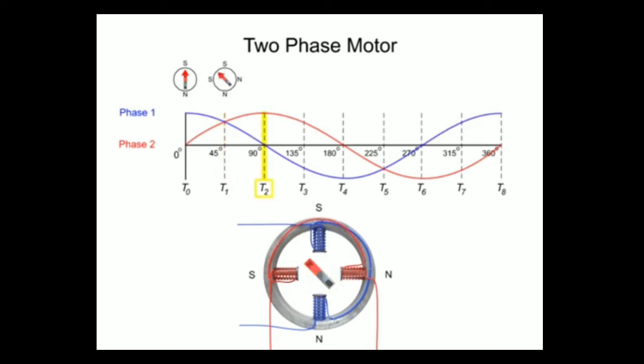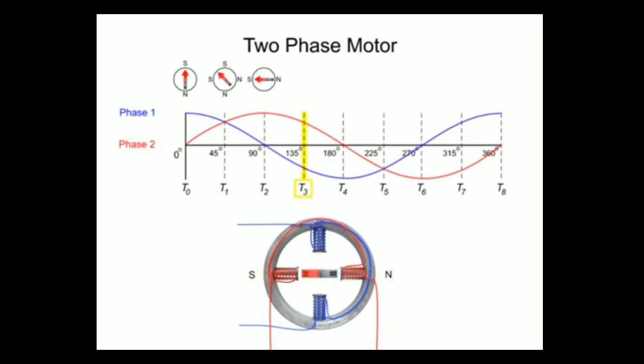At time 2, phase 1 reaches zero current flow, while phase 2 reaches maximum current flow. This causes the rotor to turn 45 degrees counterclockwise to align itself with the horizontal poles.